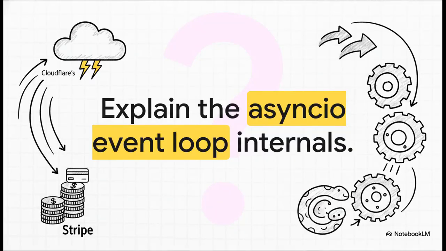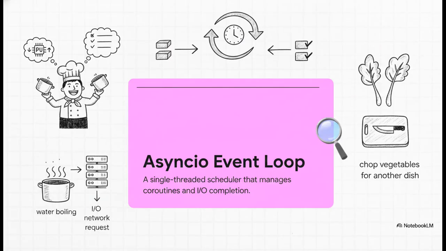Okay, let's face our final technical boss question, which is often asked by companies dealing with heavy network traffic, like Cloudflare or Stripe. Explain Python's asynchronous event loop internals. To really understand Asyncio, think of a brilliant, single-threaded chef juggling multiple dishes in a kitchen. The event loop is that chef. It's a single-threaded scheduler that manages coroutines.